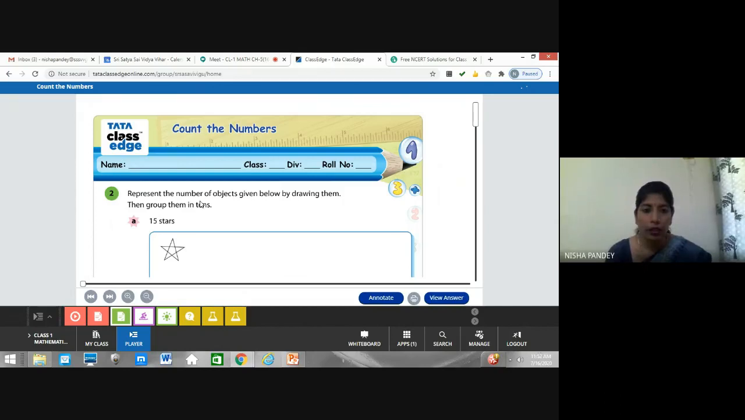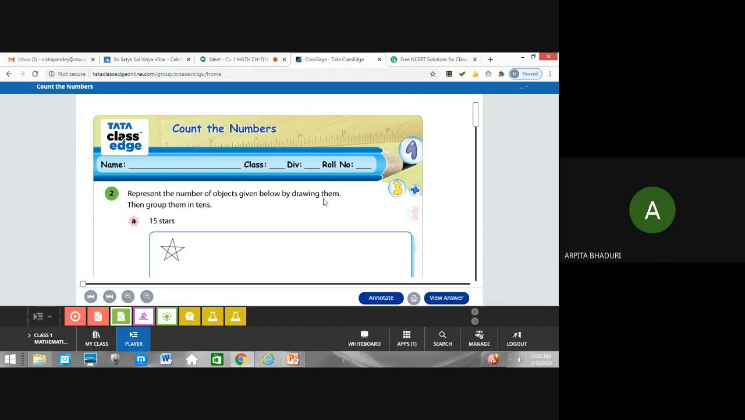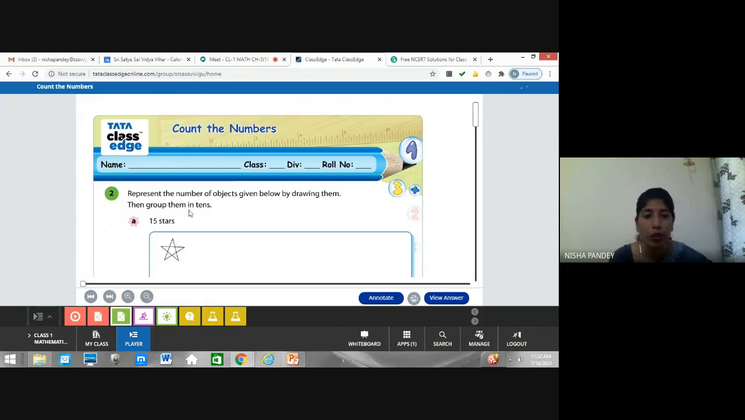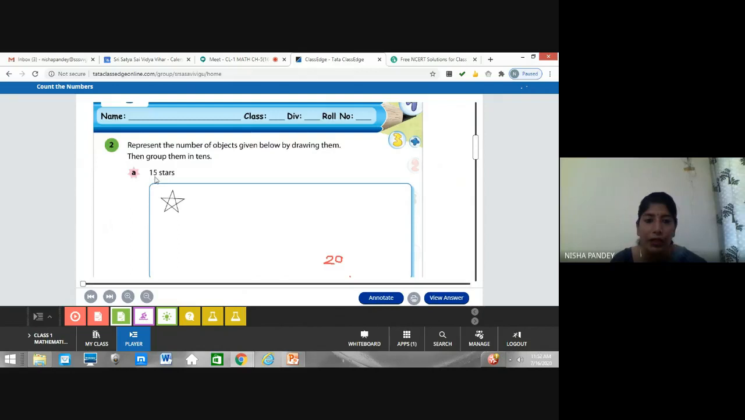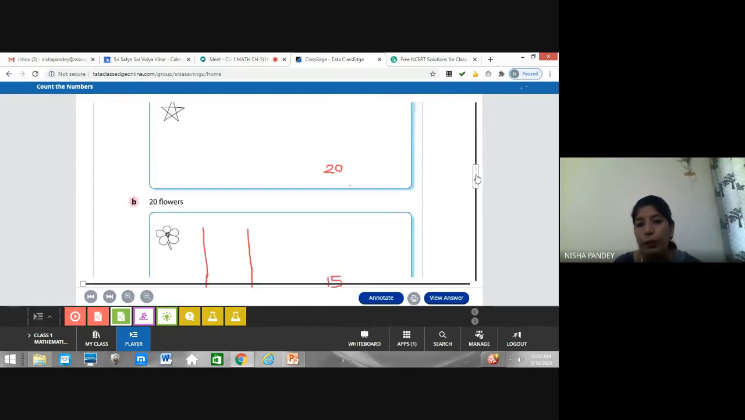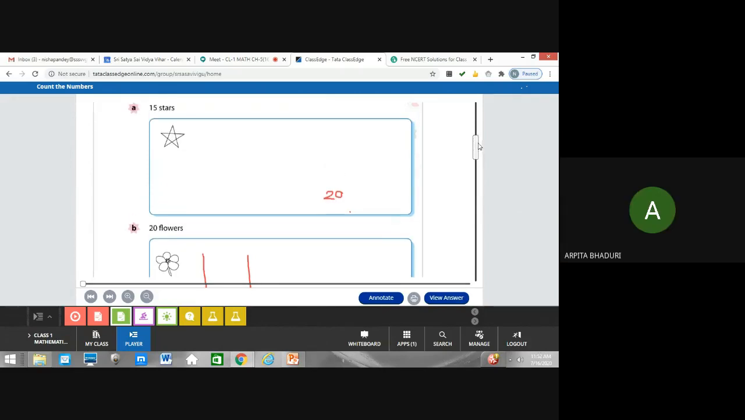Now represent the number of objects given below by drawing them, and group them in tens. What you have to do? Represent the number of objects given below by drawing them. Right. So numbers are given here, children, like 15 stars. So you have to represent it by drawing 15 stars. Right. And once you finish drawing, you have to group them in tens. So if it is 15, how many groups will you be able to form? Can you tell me? Ma'am, one bundle of 10 and 5 loose stars. Very good.